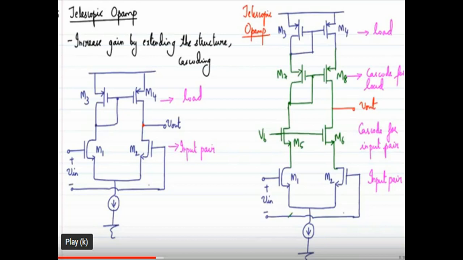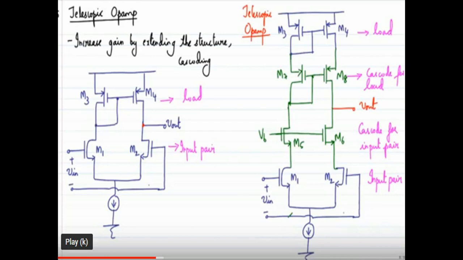Okay, if we consider the telescopic opamp structure, first we consider the input pair. The input pair is M1 and M2, which are NMOS transistors. It is cascoded with the same type of NMOS transistors, represented by M5 and M6. Then M3 and M4 are the load, which are PMOS transistors. They are cascoded with the same type of PMOS transistors, and the load is diode connected, M3 is diode connected. Similarly M7 is also diode connected. So this is the telescopic opamp structure.